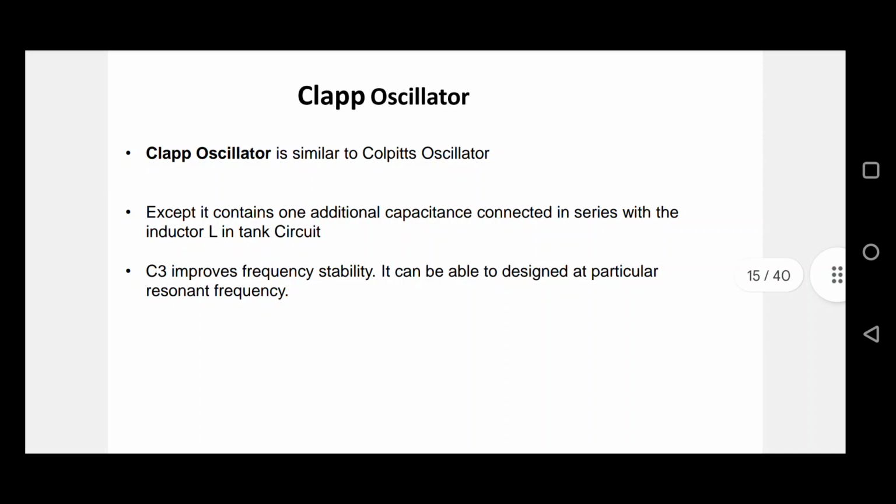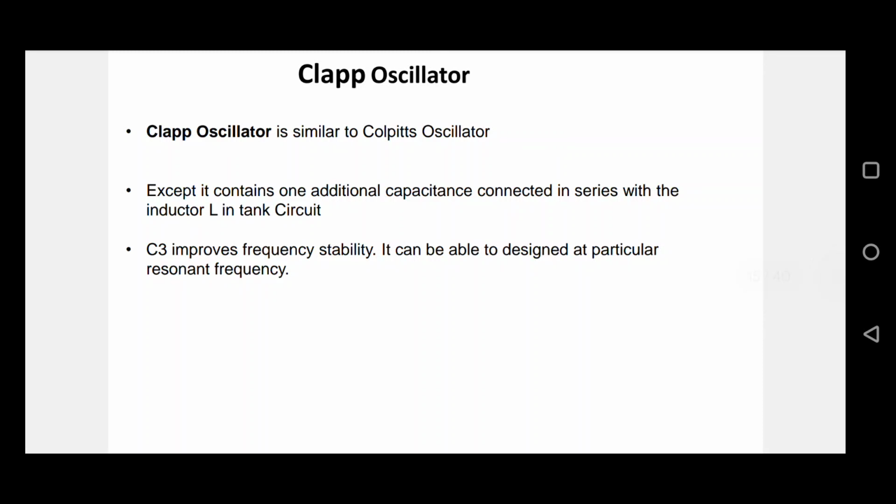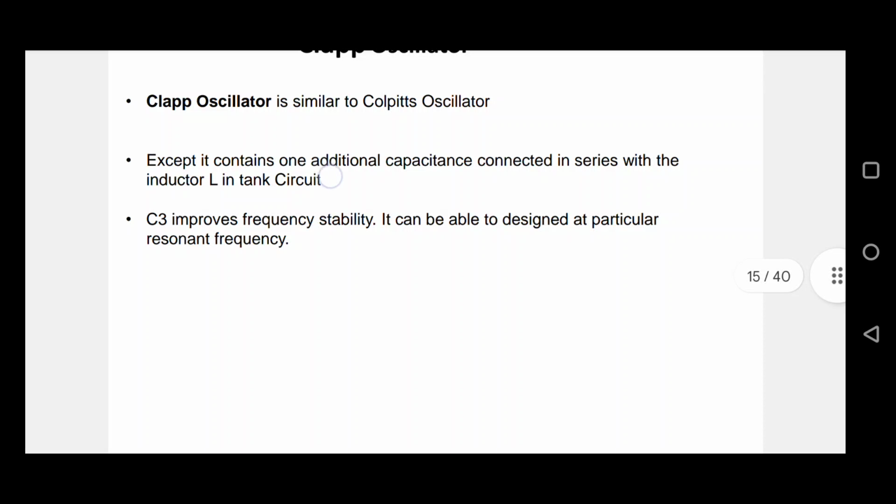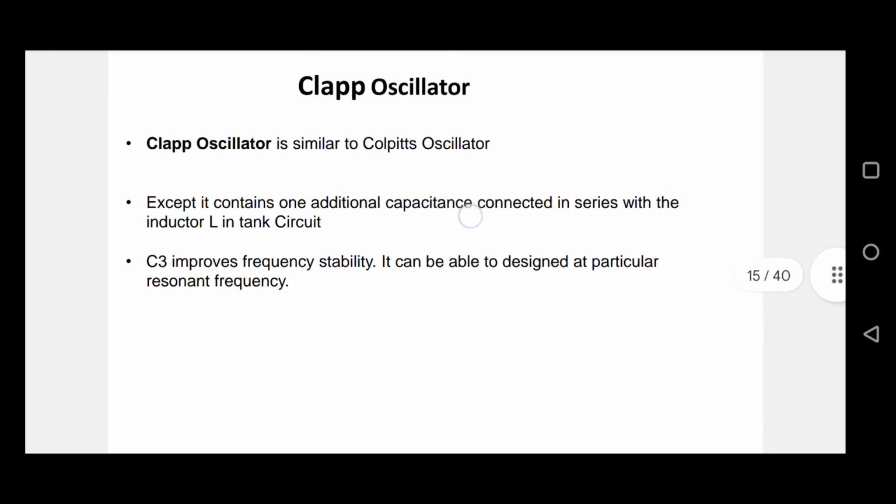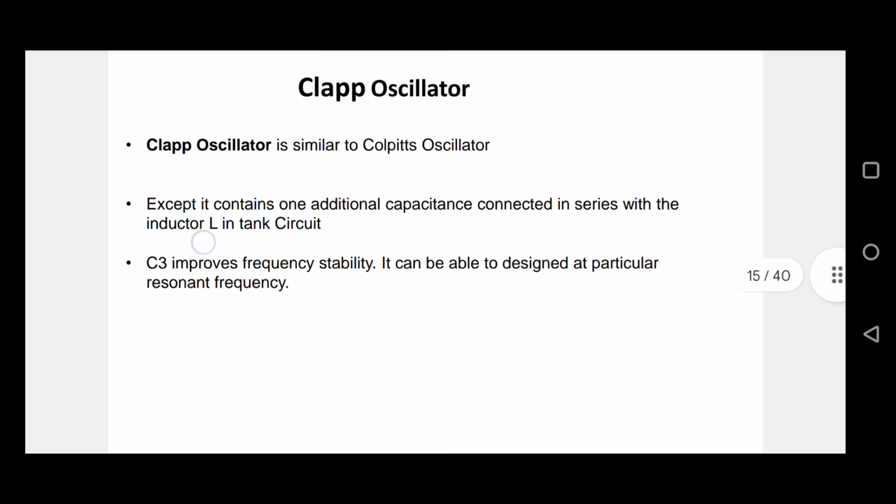The Clapp oscillator is a kind of LC oscillator and it is similar to the Colpitts oscillator. To achieve high frequency stability, the Colpitts oscillator circuit is slightly modified in practice, called the Clapp oscillator. In this Clapp oscillator, there is one additional capacitance connected in series with the inductor L.